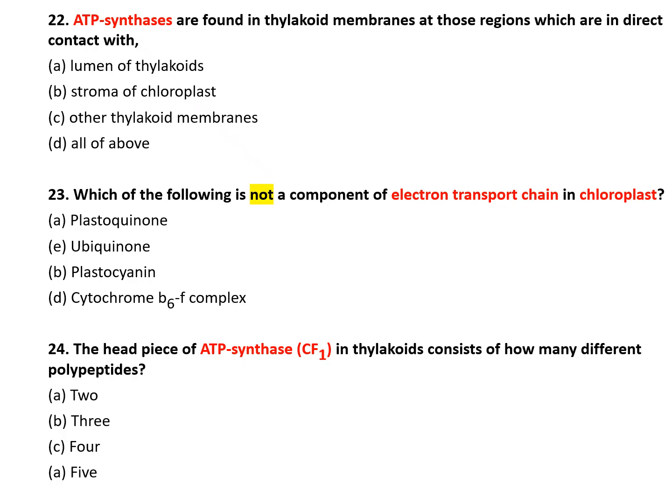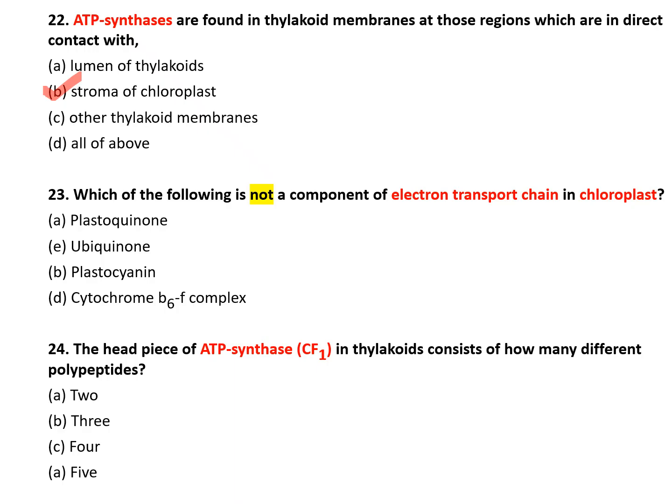The next question, number 22. ATP synthases are found in the thylakoid membrane at those regions which are in direct contact with: option A, lumen of thylakoids; option B, stroma of chloroplast; option C, other thylakoid membranes; option D, all of the above. The correct answer is option B, stroma of chloroplast.